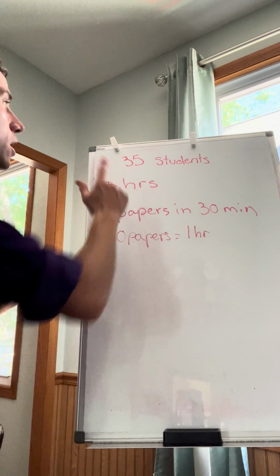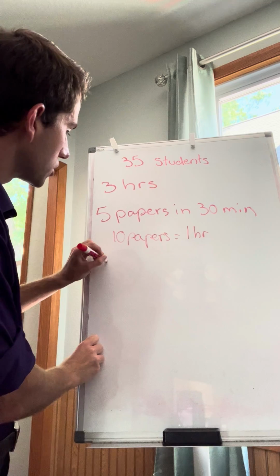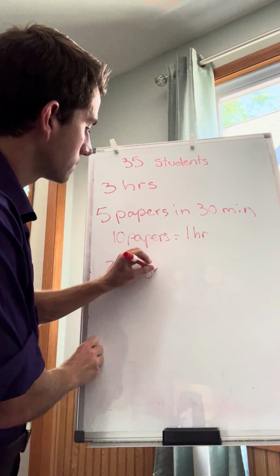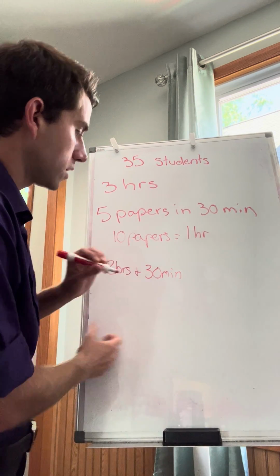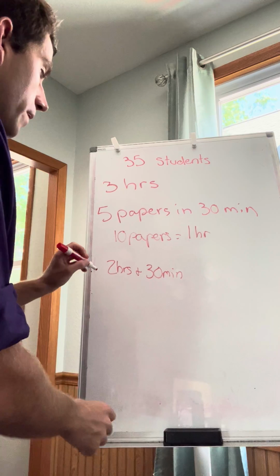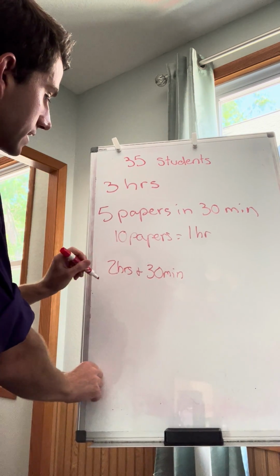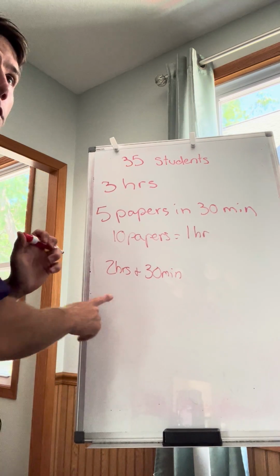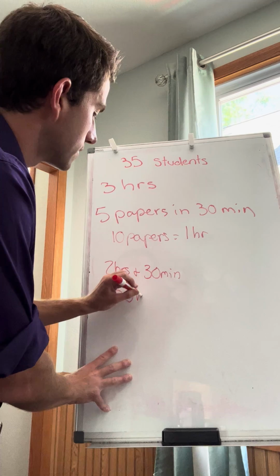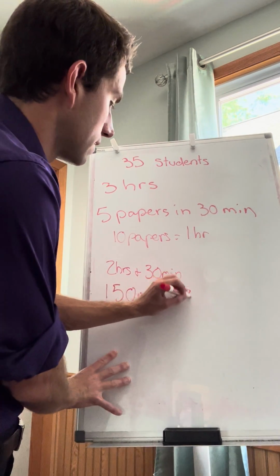What's her change? So if she has 3 hours, she already spent 30 minutes of it. That means she has 2 hours and 30 minutes remaining. I'm going to change it all into minutes because that's what I started with here. So I'm going to say, all right, 2 hours is 60 minutes and 60 minutes, which is 120. Plus 30 minutes, which is 150 minutes. And she has 30 papers left to grade.